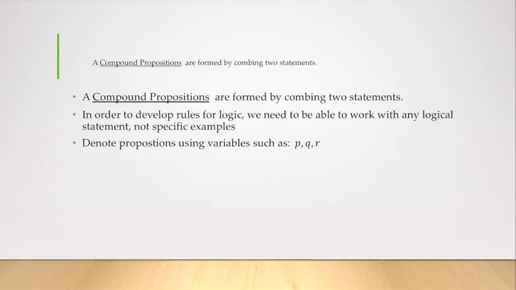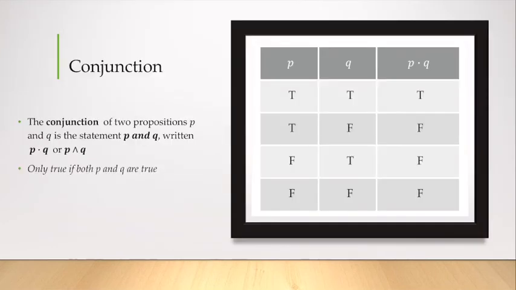Compound propositions are formed by combining two propositions or statements. In order to develop our rules for logic, we need to be able to work with our logical statements, not just specific examples. So we're going to denote our propositions using variables like P, Q, and R. So you might remember our truth tables from finite math.